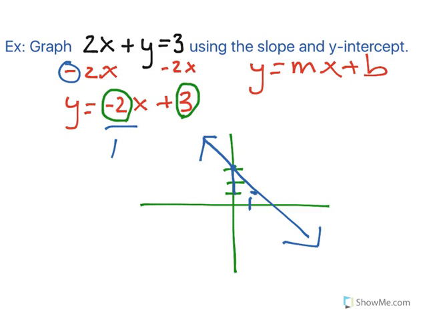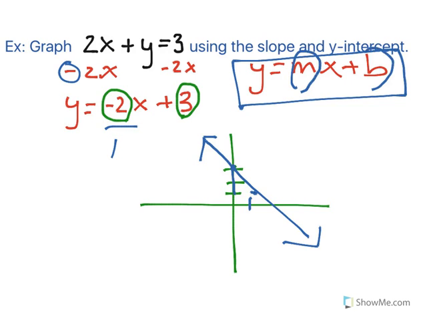And then that's it. Using that formula y = mx + b, we're able to easily graph a line when we're able to pick out our slope and pick out our y-intercept.